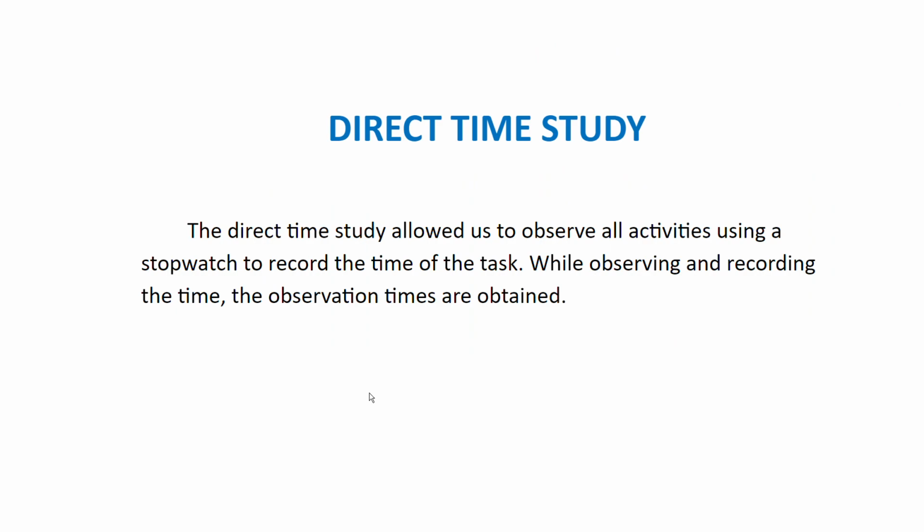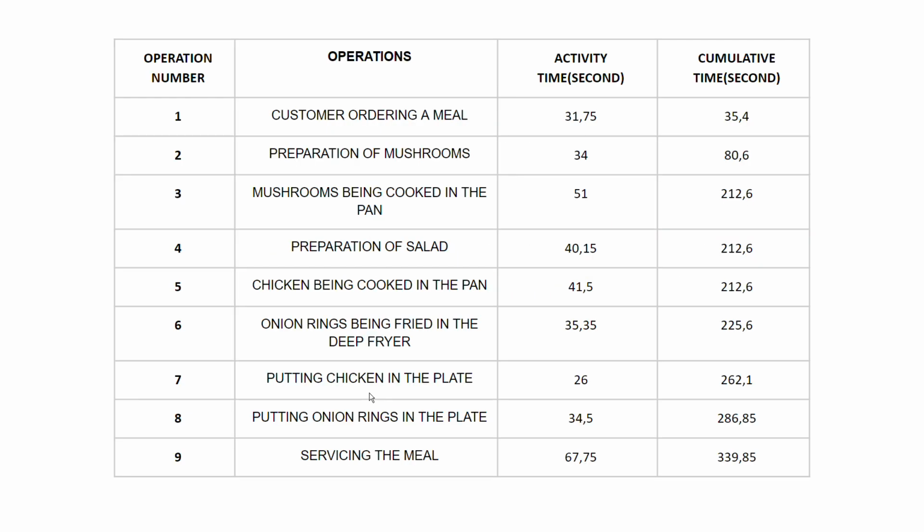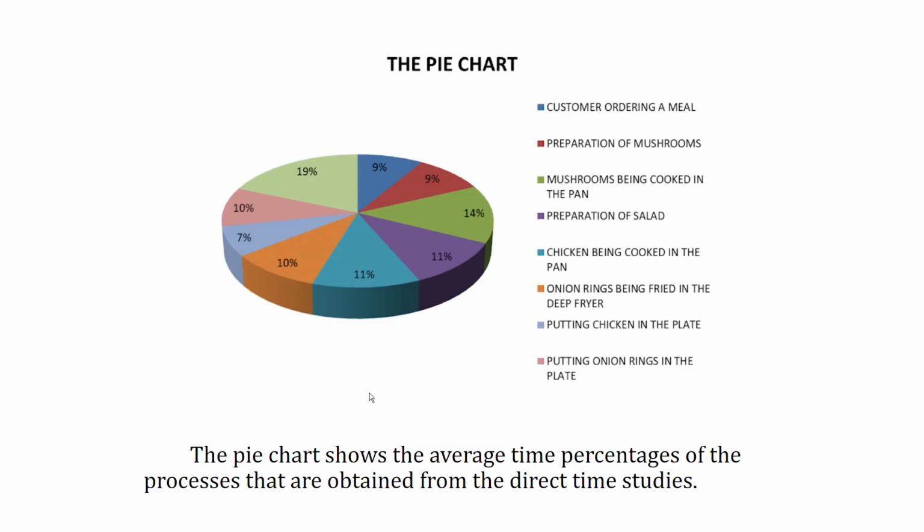We did a direct time study on the preparation and servicing of chicken with curry sauce. The direct time study allows us to observe all activities using a stopwatch to record the time of the task. While observing and recording the time, the observation times are obtained. This is the table that shows the activity time of each process. Also, the average cumulative time that is obtained is shown. This is the pie chart that shows the average time percentage of the processes that are obtained from the direct time studies.